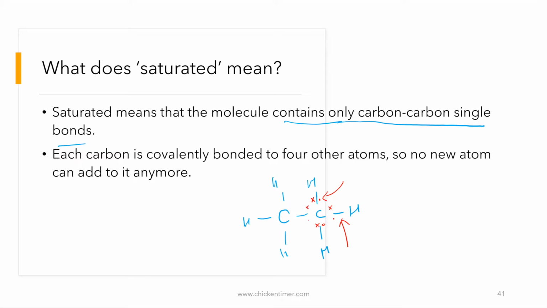Yeah. So carbon has 4 electrons in the outermost shell. So each carbon will covalently bond to 4 other atoms. Each carbon is covalently bonded to 4 other atoms, so that means all the electrons are taken already. So you cannot add any more atoms to it. This is what the second statement is saying.